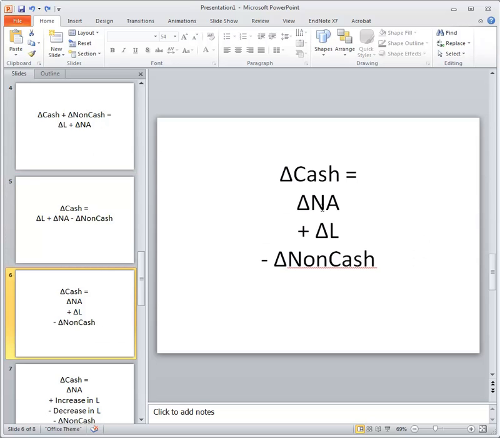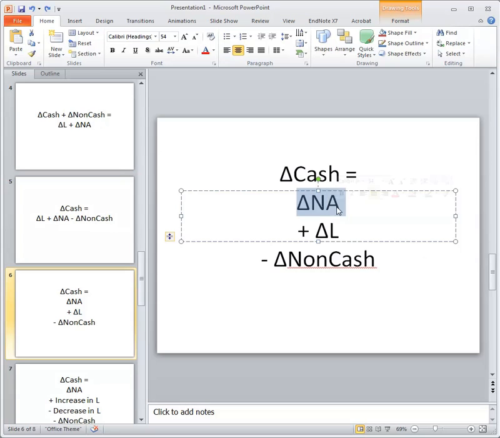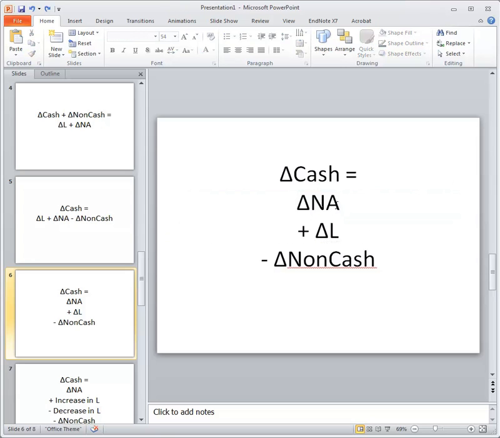When we create a cash flow statement using the indirect method, we're going to begin with this information here, the change in the net asset. And so what we're really trying to do is say, if we know the change in net asset, how do we identify what the change in cash was? Well, we know that the change in net asset is equal to the change in cash, except we have to back out information on any changes in liabilities and any changes in non-cash assets.